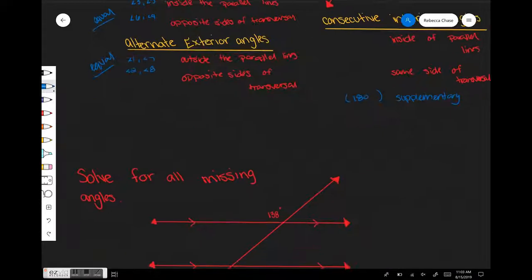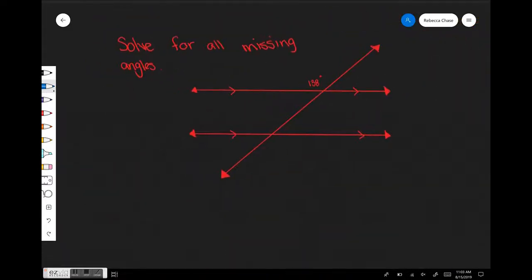So what does a question like this look like? On your homework and on the practice that we do in class, it's going to look something like this. It's going to give you 2 parallel lines, and remember the reason that we know that they are parallel is because of those arrows right there.